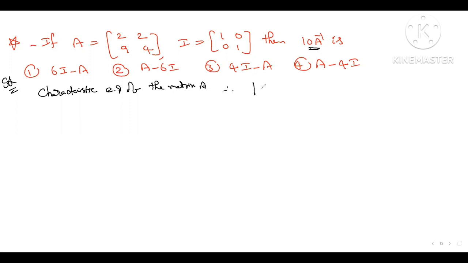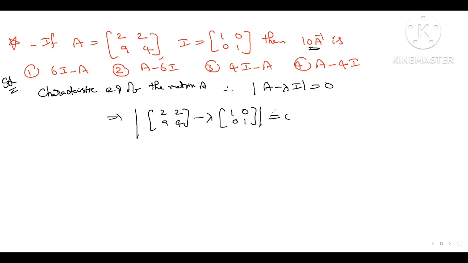Okay, we have one formula: modulus det of A minus lambda I is equal to 0. Det of A matrix here, right? 2 2 9 4 minus lambda times unit matrix 1 0 0 1 is equal to 0. Okay, now do subtraction of these two matrices. 2 minus lambda. Next 2 minus 0, 2 minus 0 is 2. 9 minus 0 is 9. 4 minus lambda.